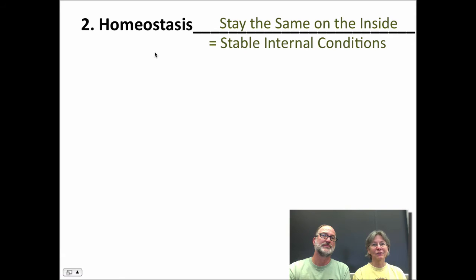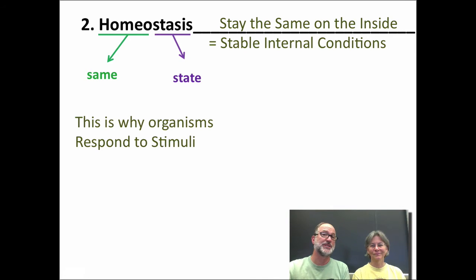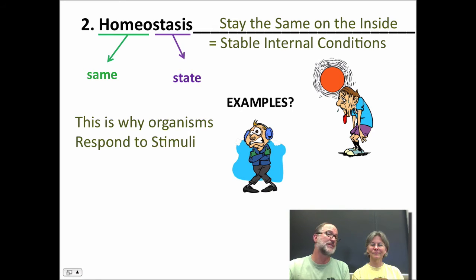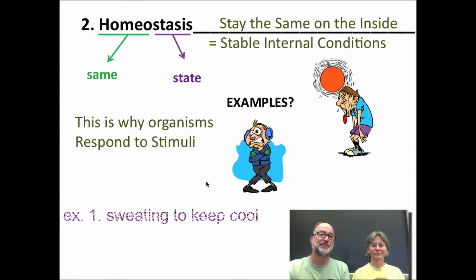The roots for this word are homeo, which means same, and stasis, which means state. This is why organisms do respond to stimuli, because we try to maintain an internal stability. For example, if you're really hot, you sweat to maintain a stable 98.6 Fahrenheit body temperature. And of course, when you're very cold, you shiver. Those muscle contractions heat your body and maintain an internal temperature at the same.